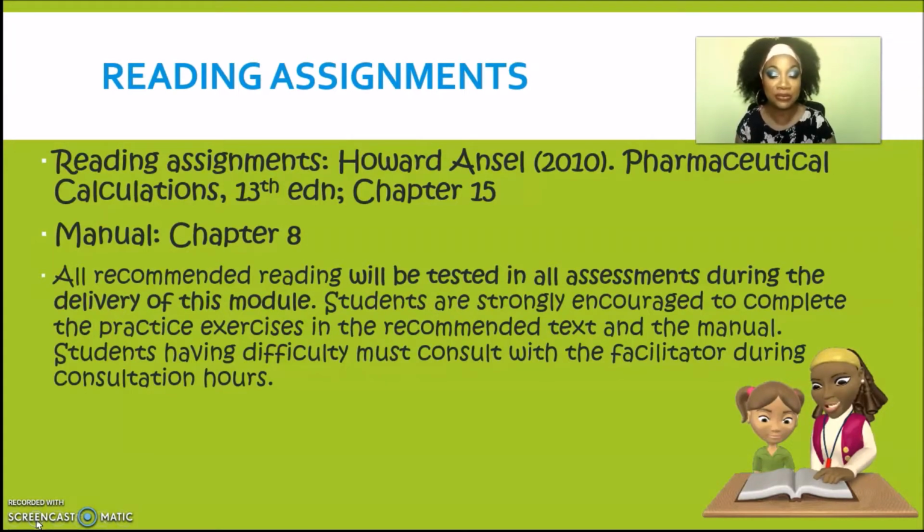The reading assignments, of course, are stated here. I'm encouraging you all to go to the text, look at the chapter, and look at the questions at the end of the chapter. I would like to remind you that the answers to the questions are there. And if you are having any challenges, reach out to your peers. If it is that you still don't know how to arrive at the answer, then you can always have a consultation with me.